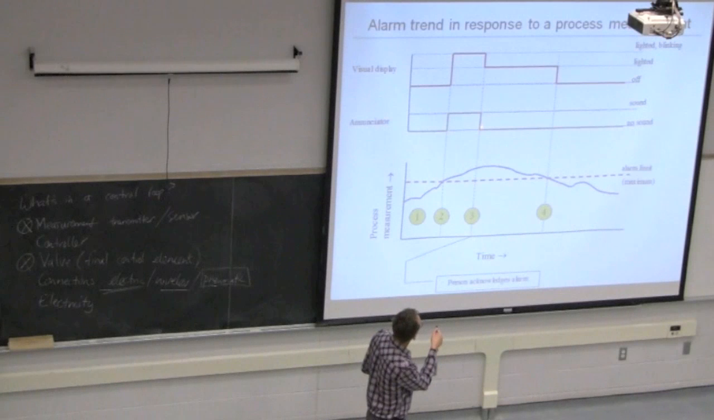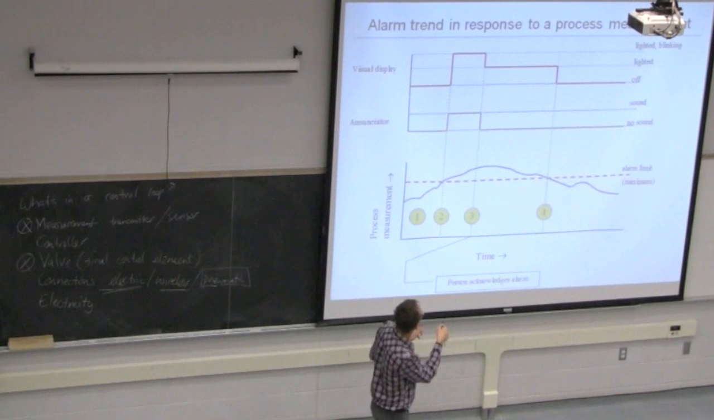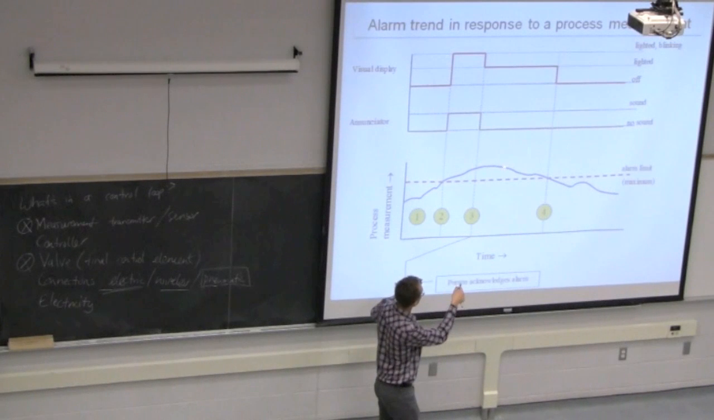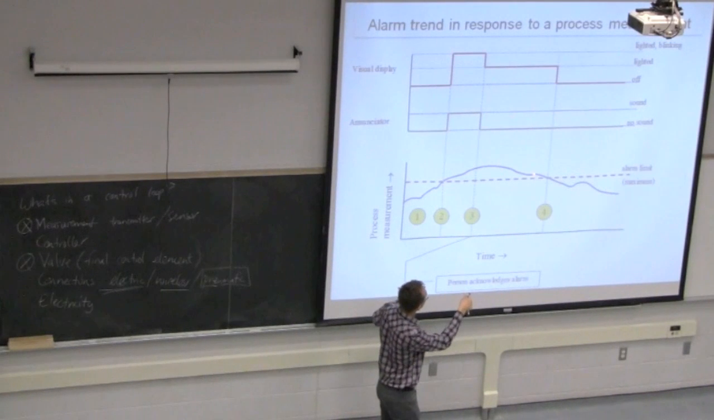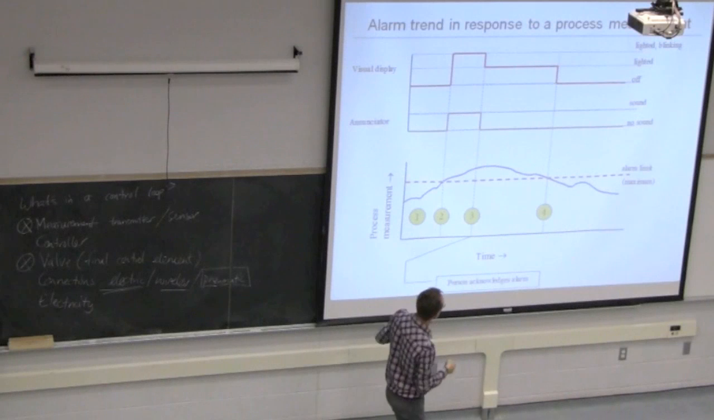So that turns the sound off so that it's a little quiet in the control room, and also makes the light stop blinking, but it's still lit. So the light is on, but not blinking anymore, because this problem still exists. So as long as this is above that limit, that light will stay on.